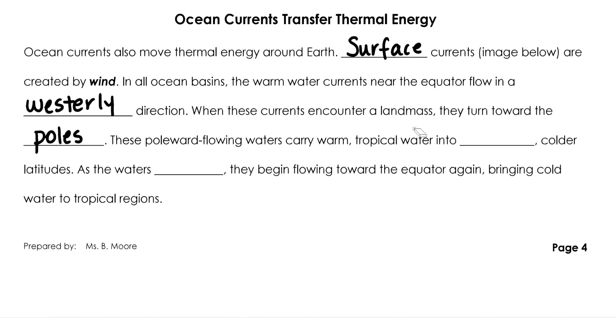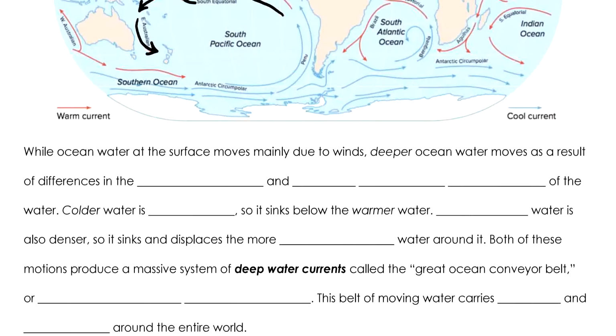The poleward flowing currents carry warm tropical water into higher, colder latitudes. As the waters cool, they begin flowing towards the equator again, bringing cold water to tropical regions. As the Earth is heated unevenly, the oceans are heated unevenly as well, resulting in a difference in temperature, which drives deeper water ocean currents.